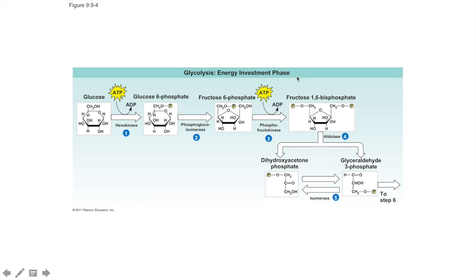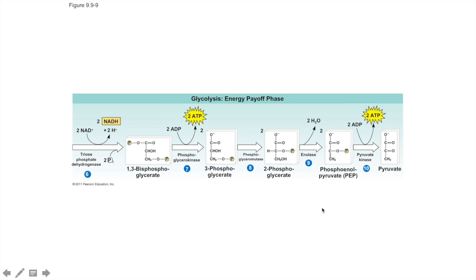And after the energy investment phase is done, you end up with these 2, 3-carbon molecules. And those 2, 3-carbon molecules are what really go into producing the ATP and harvesting electrons. That all happens in the energy payoff phase. So we get 2 ATP here, 2 ATP here for a total of 4, and 2 molecules of pyruvate. And all of these things you can see are being shown as happening twice, because we've split that 1 molecule of glucose into 2 3-carbon molecules.